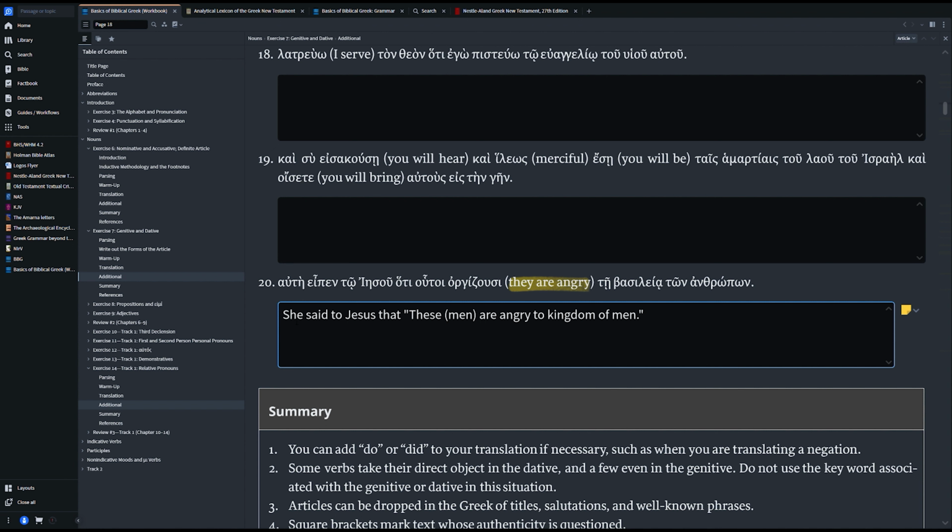She said to Jesus that these men are angry, not to, but with the kingdom of men. That is a tough one. I'm sure I got this one wrong when I first took Greek, because usually they tell you that the dative just means to, and it doesn't. It can mean with, it can mean instrumental by, it can mean a lot of different things. So you gotta be on your toes. So he suggests to think about this as to, in, or with, but most of the time it is to.